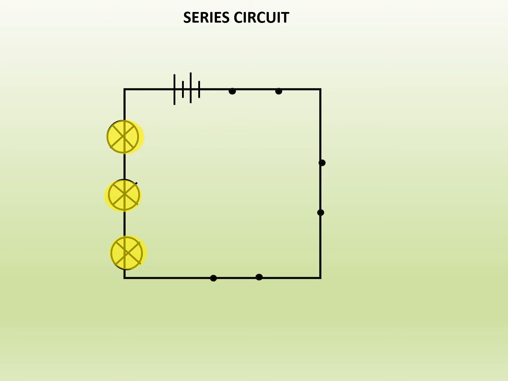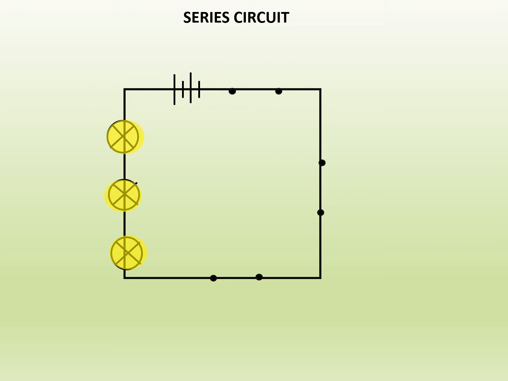Rajah menunjukkan sebuah litar bersiri. As you can see here, a series circuit only has one electrical pathway, so it has only one square or loop. Litar bersiri mempunyai hanya satu laluan arus elektrik sahaja, jadi ia hanya mempunyai satu lingkaran sahaja.